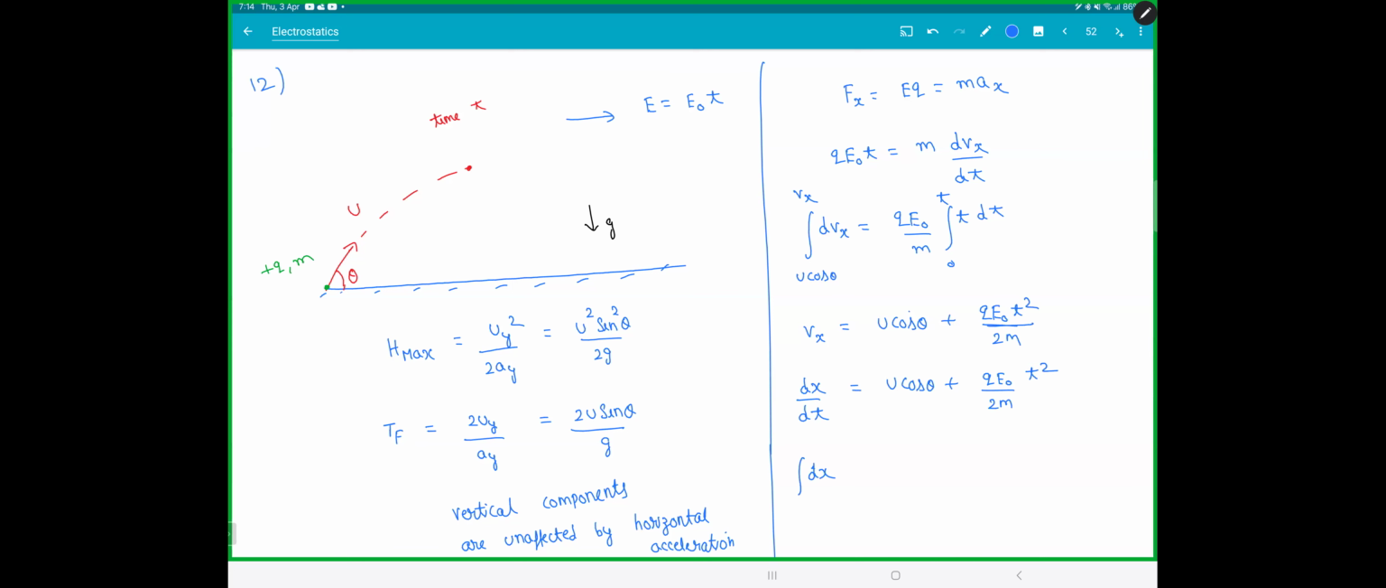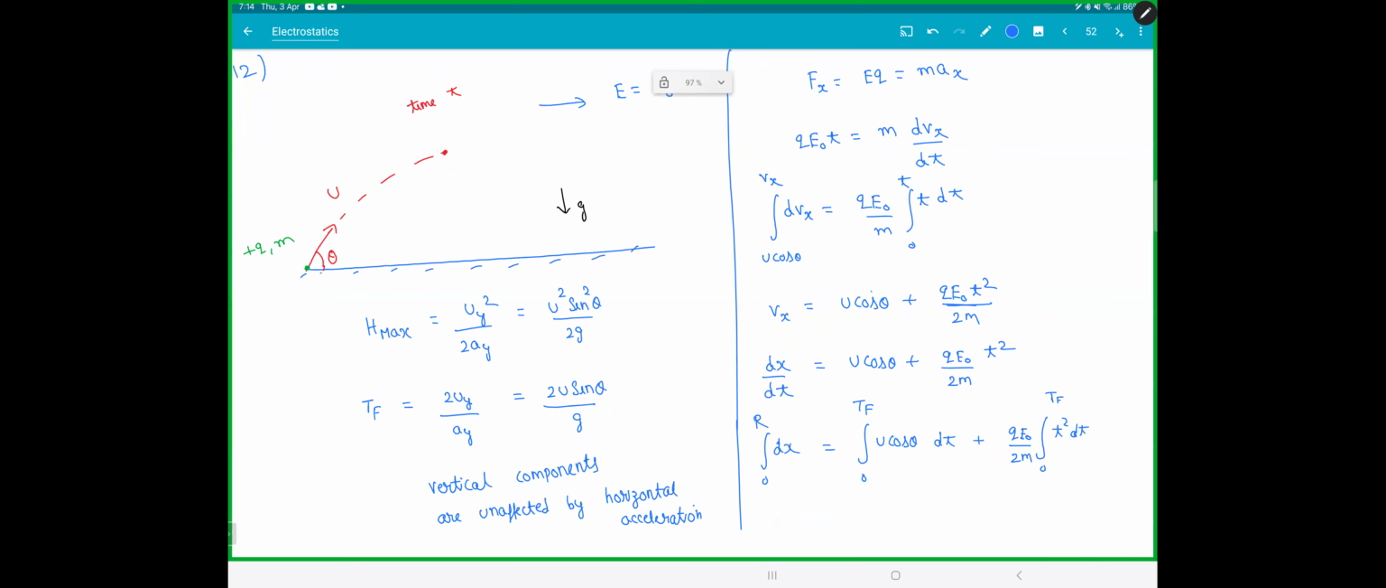You want to find range, right? So this will go from 0 to R, that is the range. This will be u cos theta dt, time will go from 0 to time of flight, plus q E naught by 2m integral t square dt, 0 to time of flight. You're done. So there you will get range is equal to u cos theta time of flight plus q E naught by 6m time of flight cube. Substitute the values, you'll get the answer.